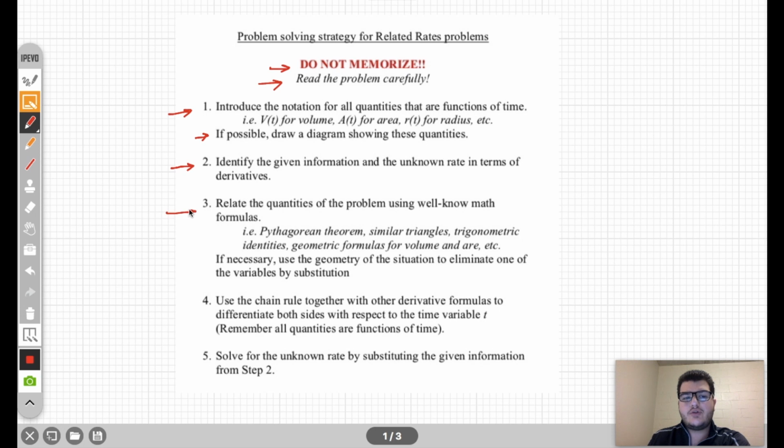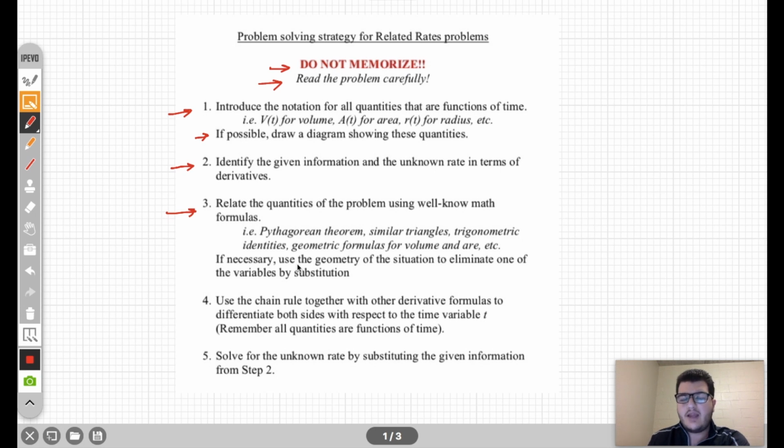The next thing you want to do is we're going to relate the quantities of the problem using well-known mathematic formulas. A lot of times these problems, in order to answer them, you have to come up with a relationship between your unknown value and the values that are given. And to do that, you're going to either use the Pythagorean theorem, similar triangles, trig identities, geometric formulas for volume and area, and all that stuff. So they should be equations from algebra, from your past math classes that help you relate the unknowns to the known values in the problem.